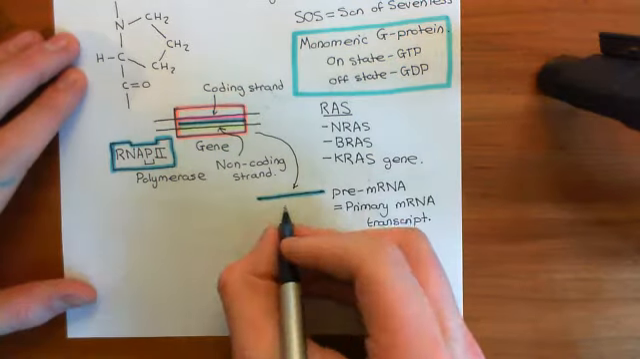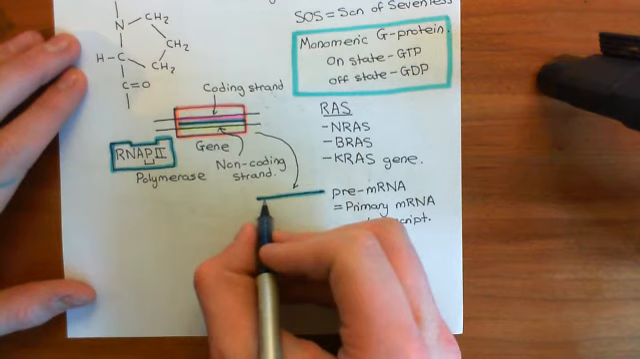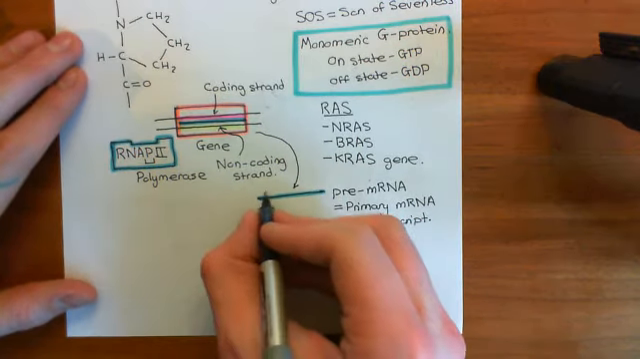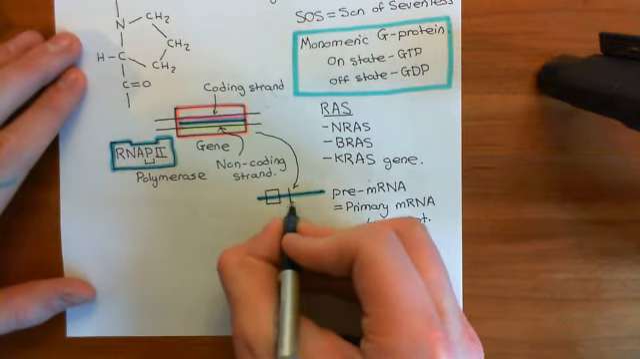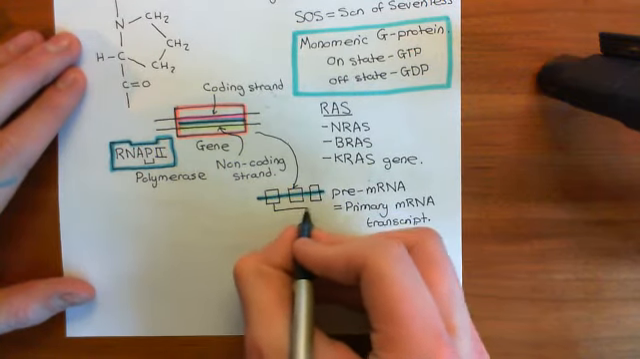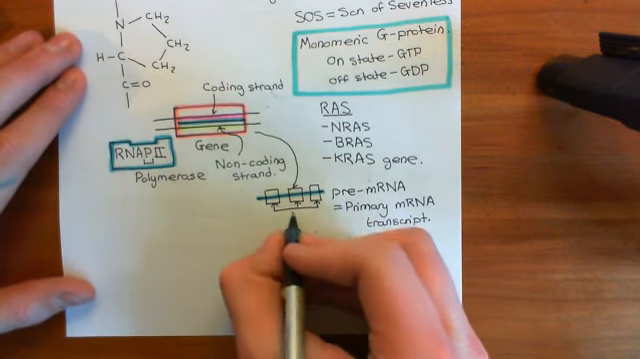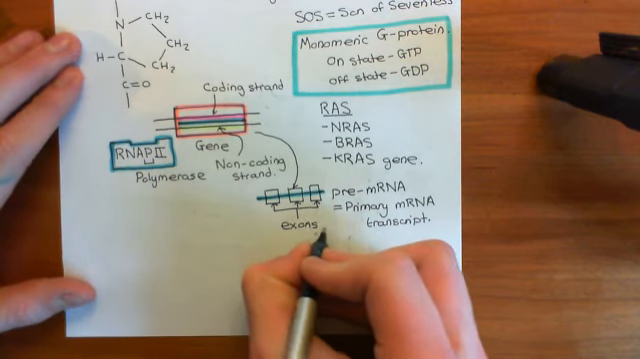The reason it's not ready to be translated at the moment is that there are regions in this pre-mRNA that are not actually supposed to be translated. Some portions are supposed to be translated, and I'll box these now. So here's one, let's say this is another one here. And the portions of the pre-mRNA that are supposed to be translated are known as the exons. So these portions are the exons.